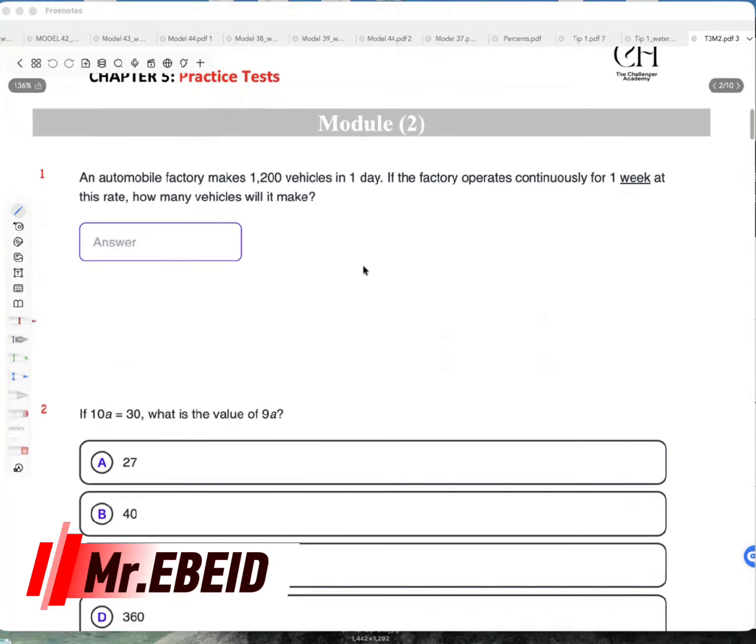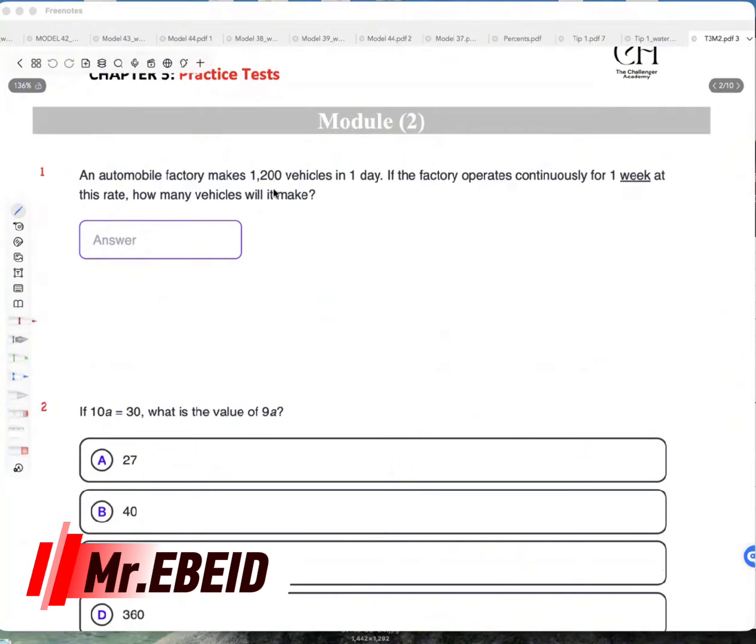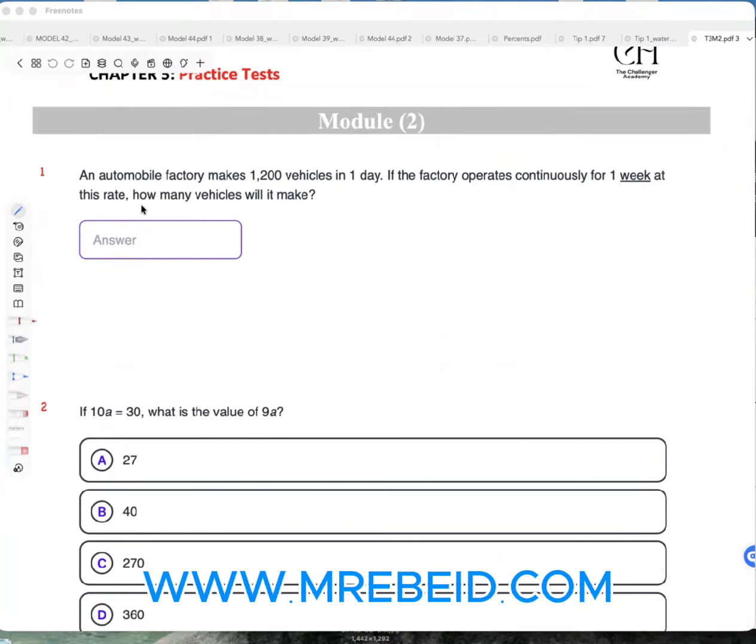Question 1. An automobile factory makes 1,200 vehicles in one day. If the factory operates continuously for 1 week, at this rate, how many vehicles will it make? So in 1 day, it makes 1,200. 1 week is 7 days, so we'll just multiply 1,200 times 7. 12 times 7 is 84, and write down 2 zeros. So the answer is 8,400.